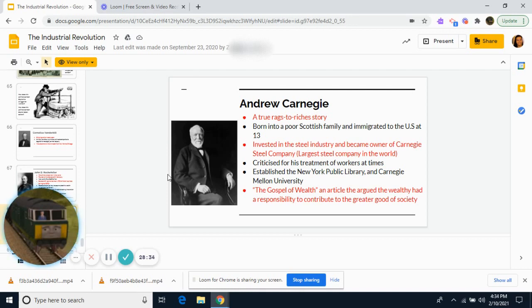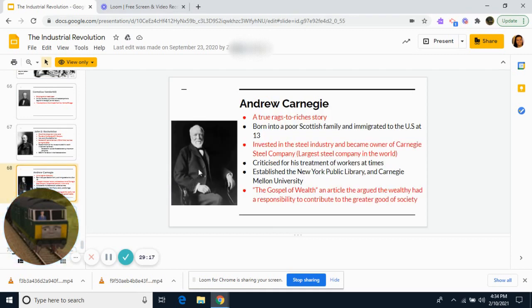Andrew Carnegie, a true rags-to-riches story, born into a poor Scottish family and emigrated to the U.S. at 13. He invested in the steel industry and became owner of the Carnegie Steel Company, the largest steel company in the world. Criticized for his treatment of workers at times, he established the New York Public Library and Carnegie Mellon University. In the Gospel of Wealth, an article of his, he argued the wealthy had a responsibility to contribute to the greater good of society.